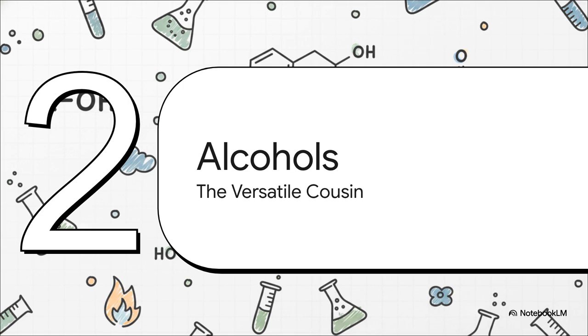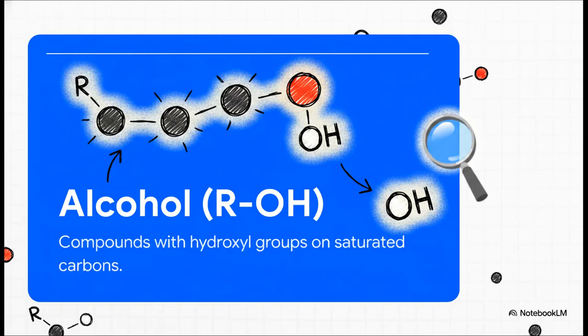Moving right along to Section 2. Alcohols, the versatile cousin. So, what exactly makes an alcohol an alcohol? Basically, it's an organic compound containing one or more hydroxy groups, that's an oxygen and a hydrogen, attached to a saturated carbon atom. The absolute simplest memory trick? Just think OH on an alkyl carbon, which gives us that classic ROH formula.